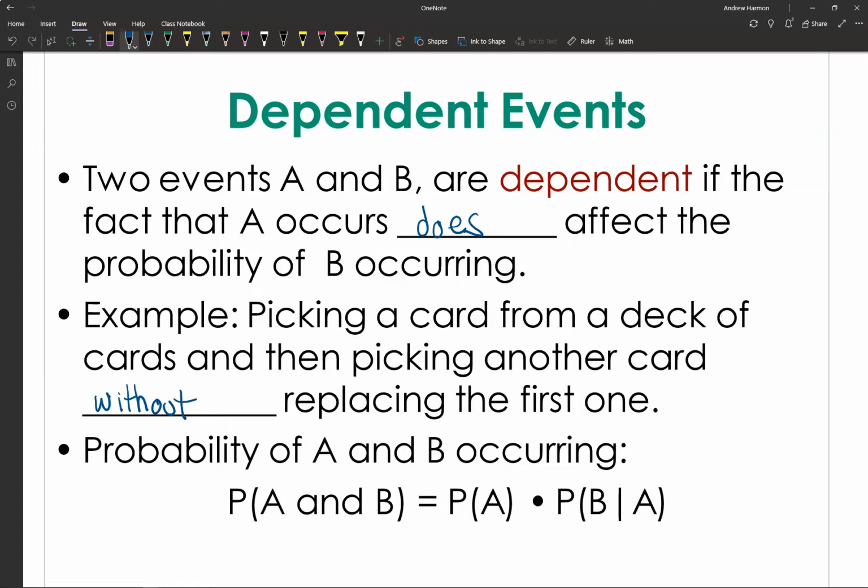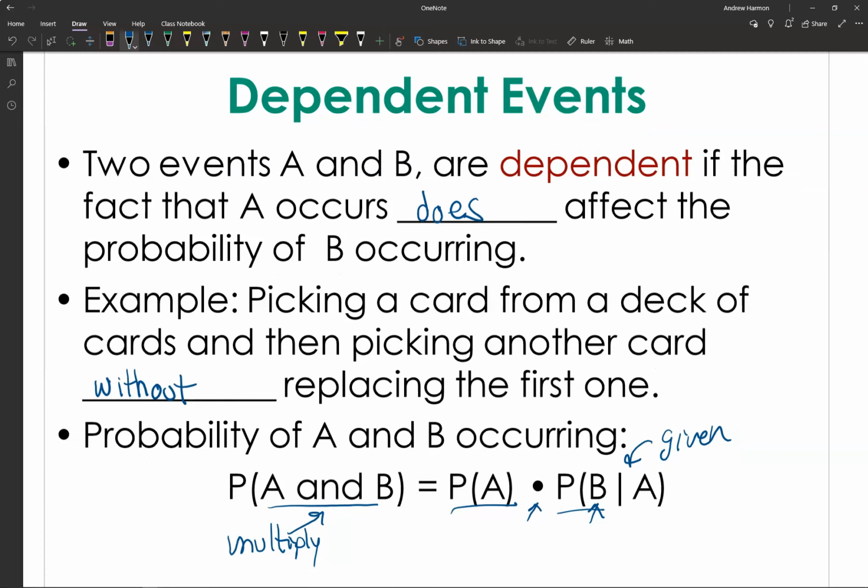So the probability of A and B occurring will be the probability of A and B, just like always. And when it says and, we need to remember to multiply. What we're going to do is find the probability of A, and multiply that by the probability of B given that A already occurred. So we multiply the probability of A by the probability of B, but because A already occurred, the probability of B changes a little bit. Let's take a look at an example here.